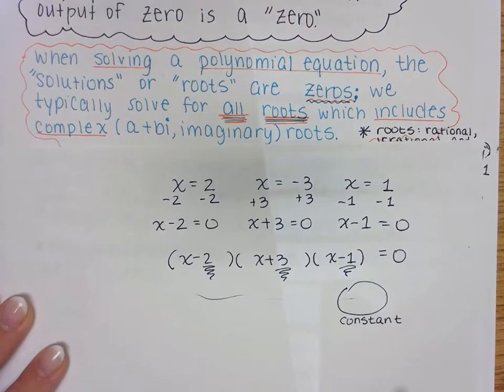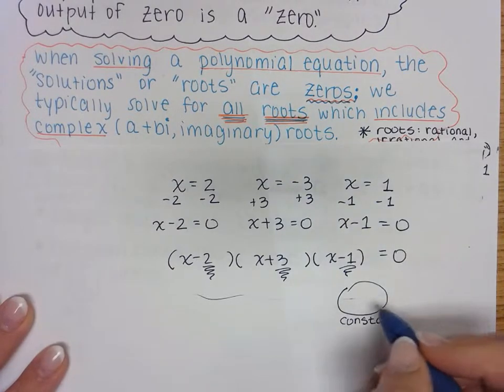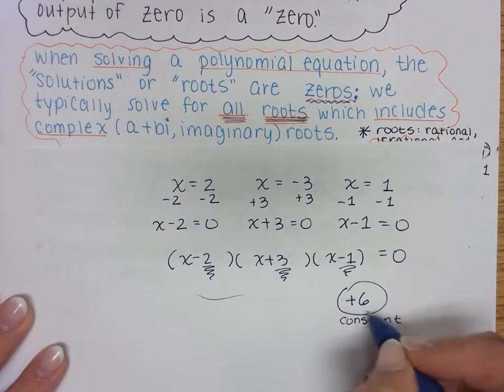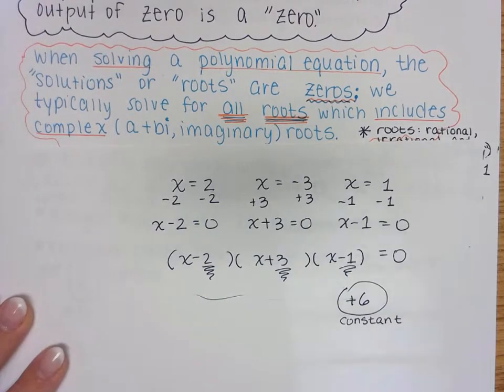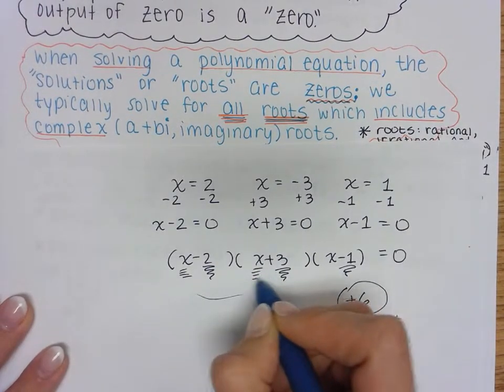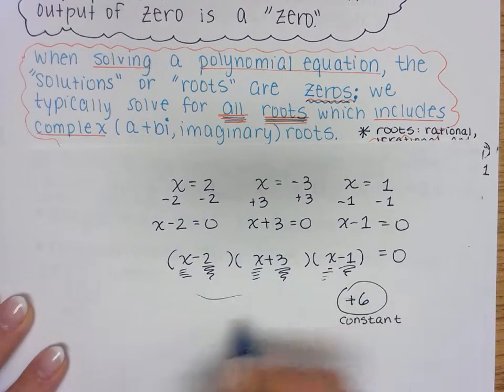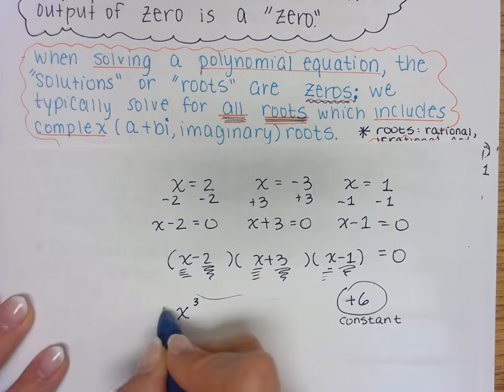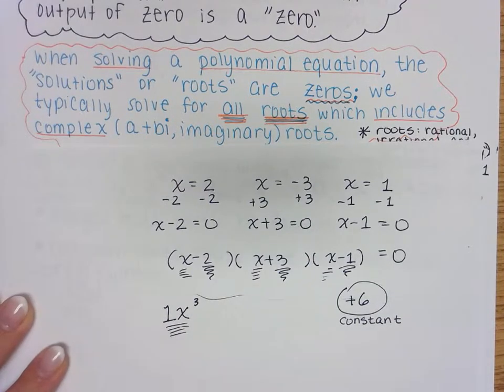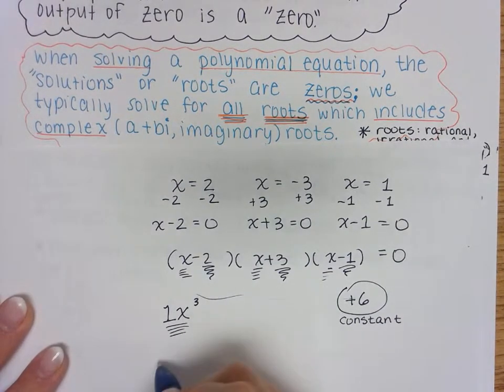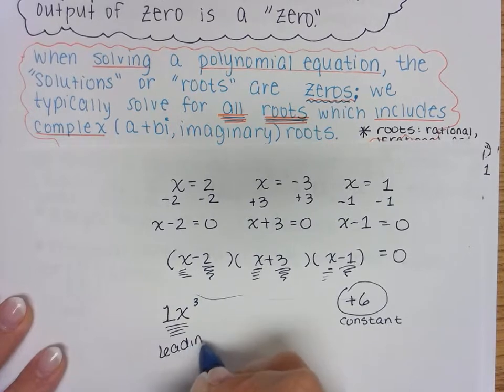So -2 times 3 is -6 times -1 plus 6 is going to be the constant at the end of my equation. And then my first times my first times my first, when I'm over here with my largest degree, x to the 1, x to the 1, x to the 1, well, x to the third. In this case, it's 1x to the third. That's going to be my leading term.